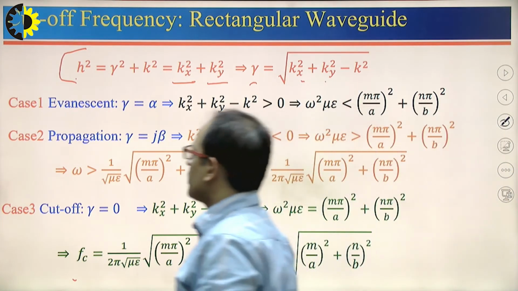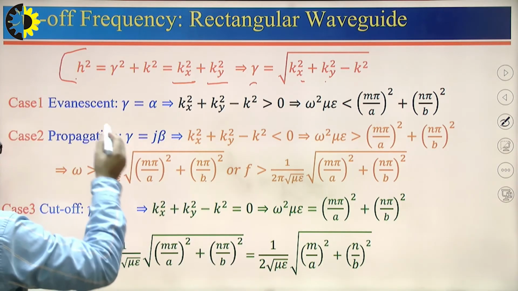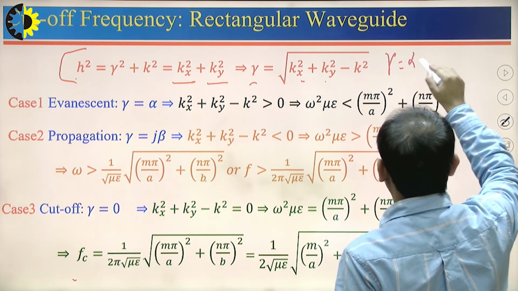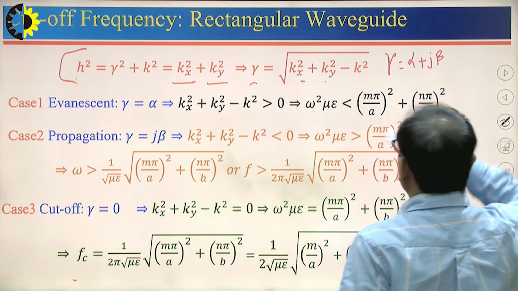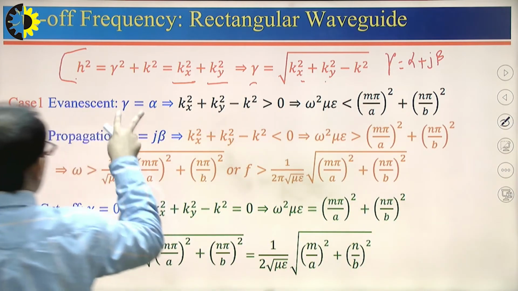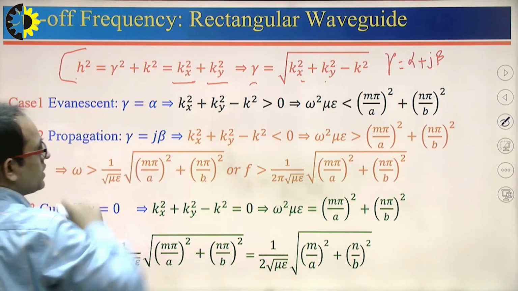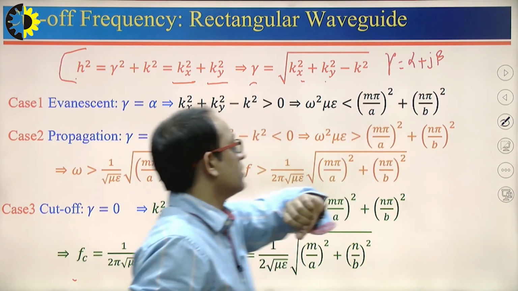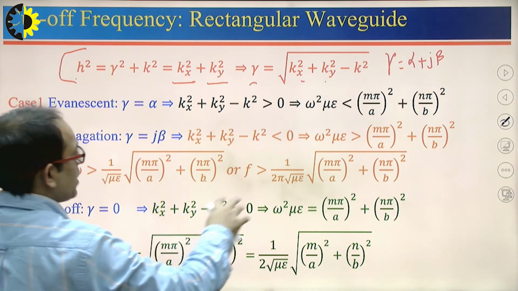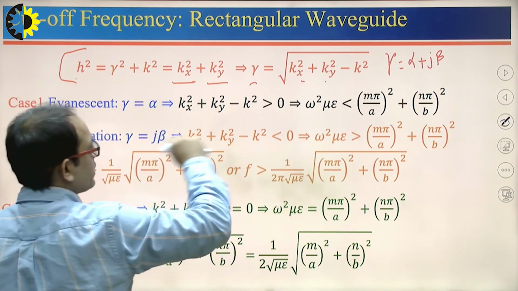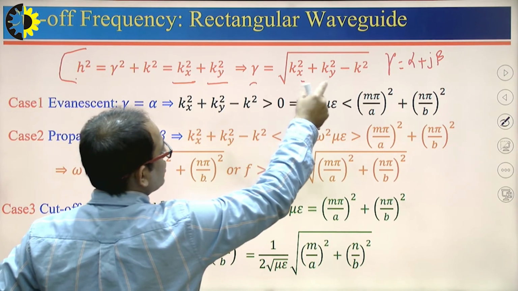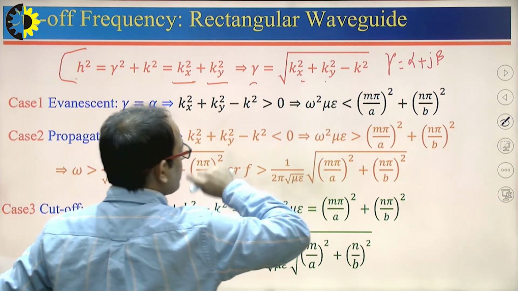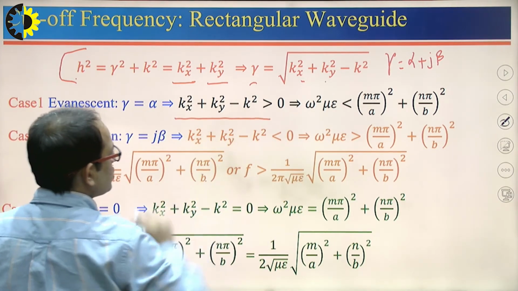Now, the first case. This gamma is the propagation constant. This gamma is a complex number, that is alpha plus j beta. Now, the first condition is when gamma equals alpha. When I say that gamma equals alpha, it means the imaginary part will not be there. And that means kx square plus ky square should be greater than or equal to k square, meaning this expression should be greater than 0.